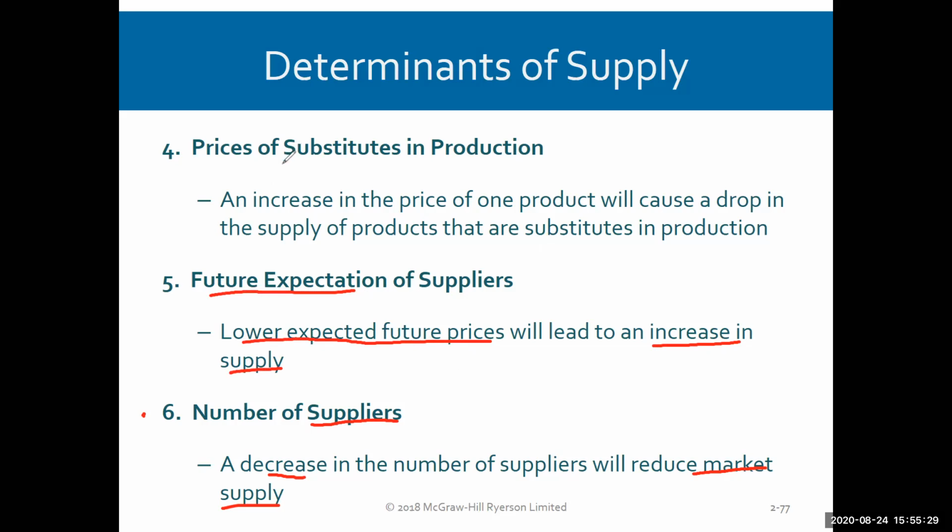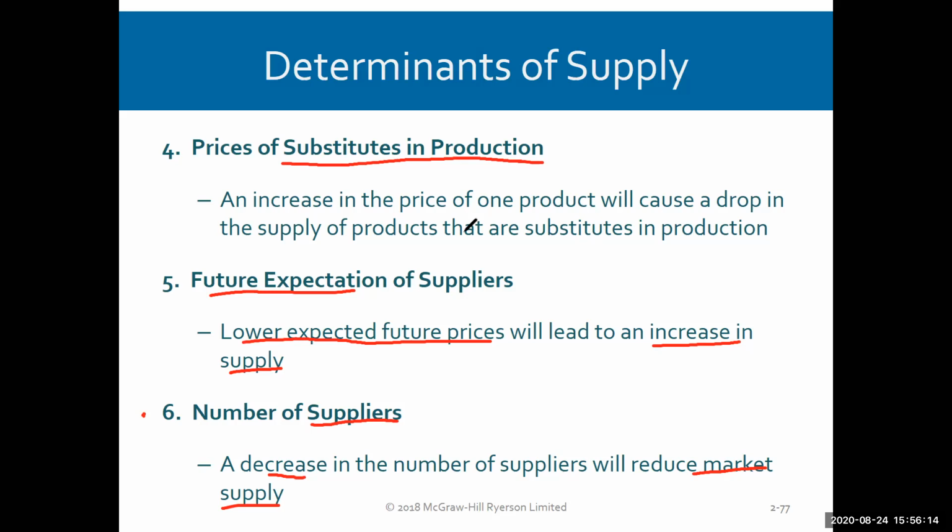And then this one, substitutes in production. Prices of substitutes in production. This one takes a little bit of explaining. If there's an increase in the price of one product, that will cause a drop in supply of products that are substitutes in production. Okay, what the heck does that mean? Well, let's say I'm a farmer and I can produce wheat or flax in my field. And if I'm producing wheat and I see the price of flax is going up, then next year I'll produce flax, and therefore I'll reduce the supply of wheat. And the wheat is the market in question, and it's a substitute in production.